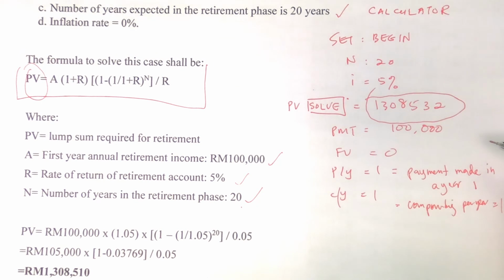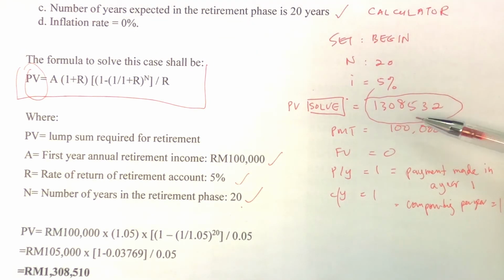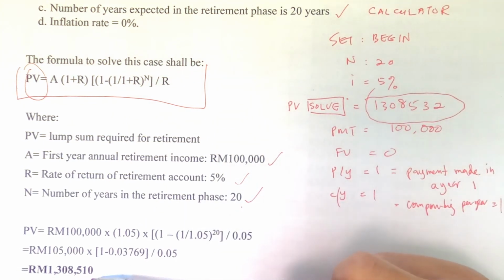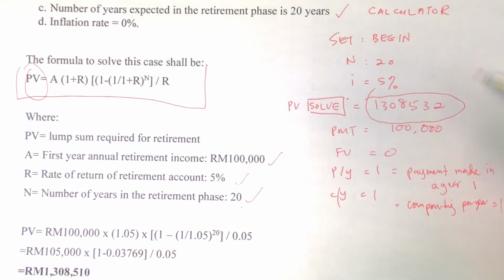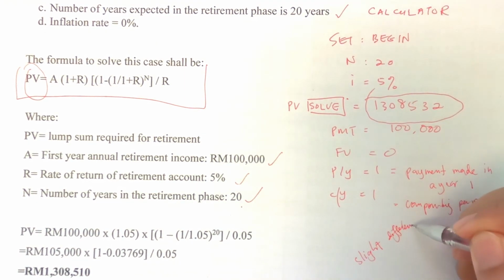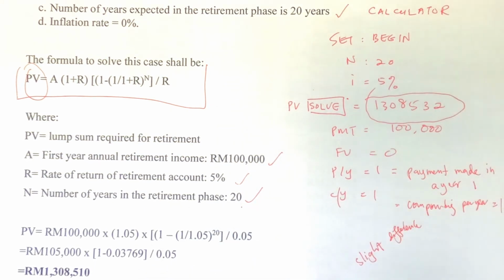If you check the answer here, 1,308,532, and the answer that you get using the formula, 1,308,510, there's a slight difference between these two answers. However, this is very normal, where the answers from the formula and the calculator are just a little bit different, so it is considered as accepted.